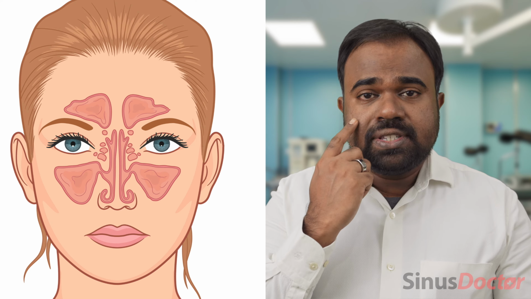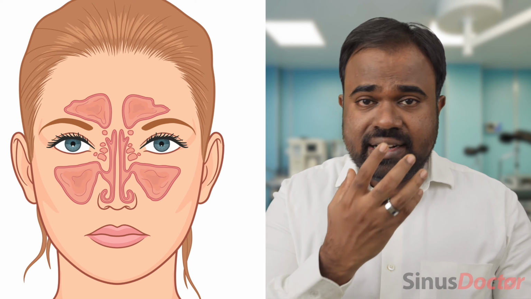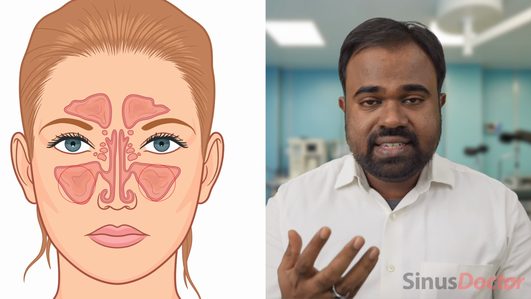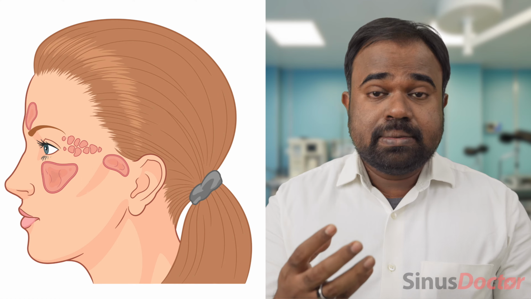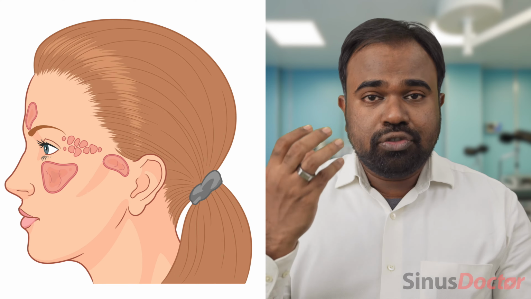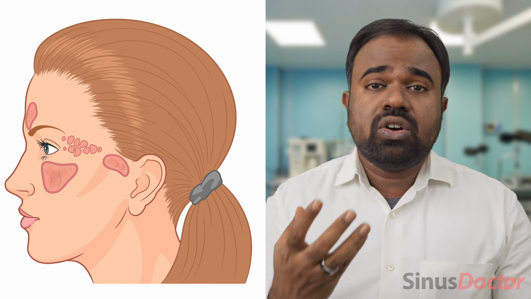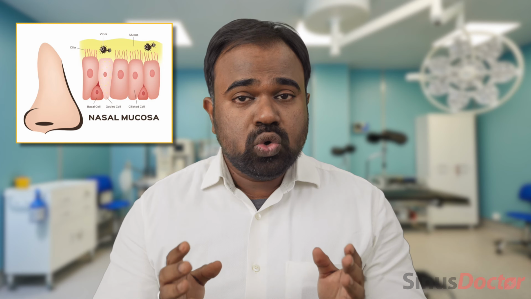There are sinuses present below the eyes, that is behind the cheeks, which we call the maxillary sinuses, and there are a pair of sinuses present in the deep part of our nose above our throat, and we call these sinuses the sphenoid sinuses. The nose and the sinus cavity is lined by a thin lining which appears pink in color. This lining is called the mucosal lining.